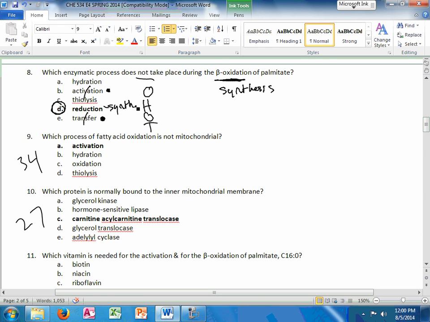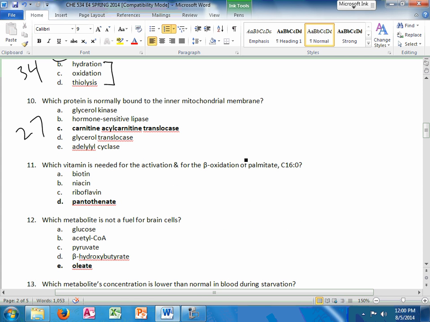The process of fatty acid oxidation that is not mitochondrial is activation. So they're activated in the cytosol, carried into the mitochondria by the carnitine shuttle, and then all of these are beta oxidation reactions that all happen in the mitochondria. Which protein is normally bound to the inner mitochondrial membrane? You see a picture of that on slide 27. It's the translocase involved with the carnitine shuttle enzymes.